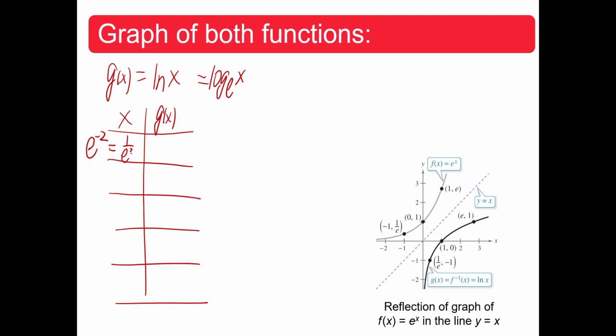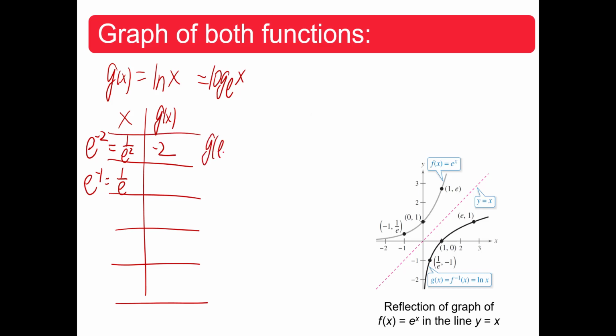This is 1 over e squared. So when we have 1 over e squared, then log base e of e to the second power equals 2. Let me just quickly redo this. So let me share the detail one more time.